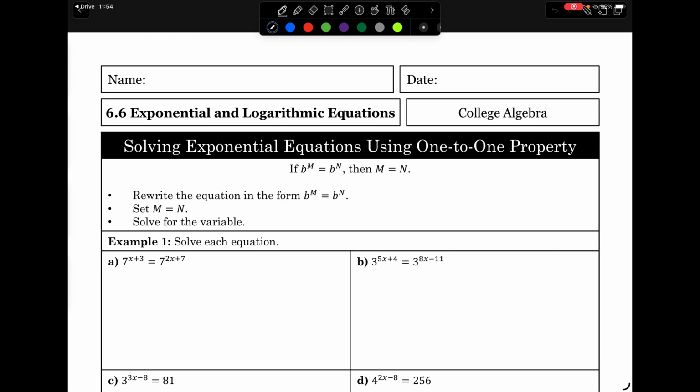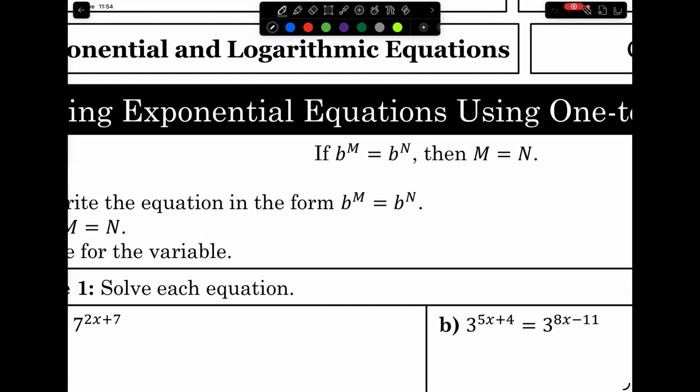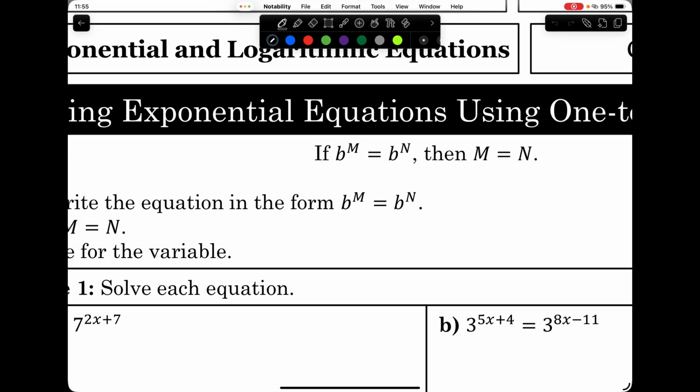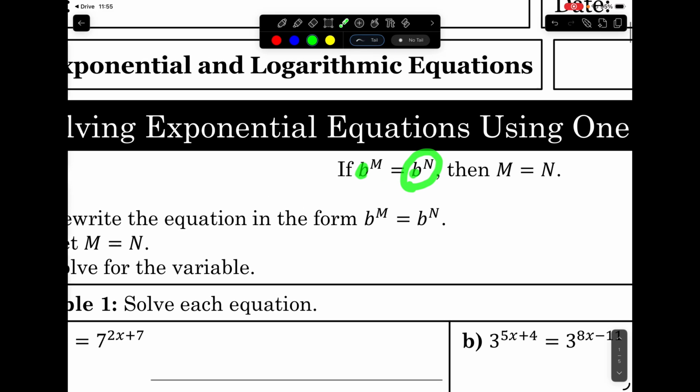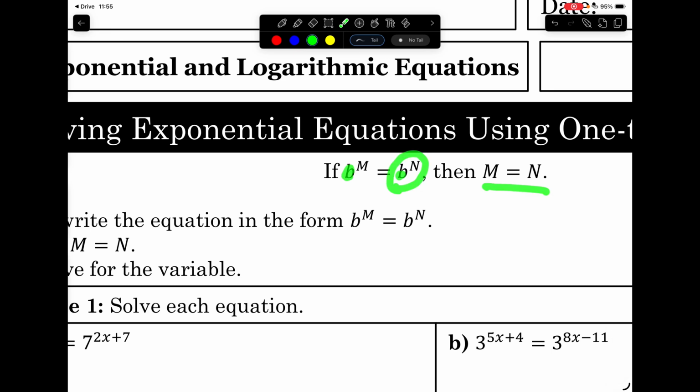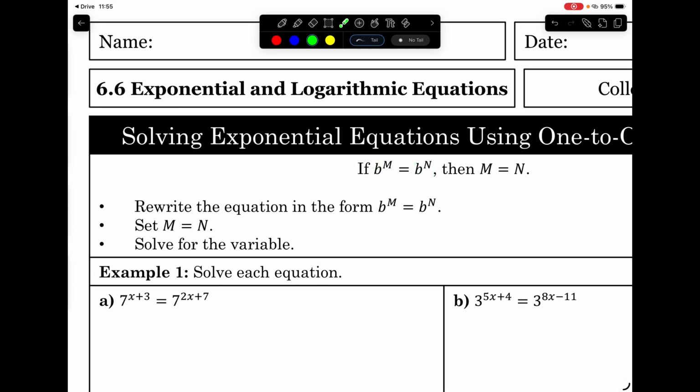So in this part of the notes, we're going to talk about how to solve exponential equations. We're going to begin by first using what's referred to as the one-to-one property of exponents, which states that if we have two powers, b to the power of m equals a power of the exact same base, then the exponents are going to equal each other. So the way we're going to solve these, at least the first part of today's equations, is to make sure that we have two equivalent powers so we can set the exponents equal to each other and then solve for the variable.